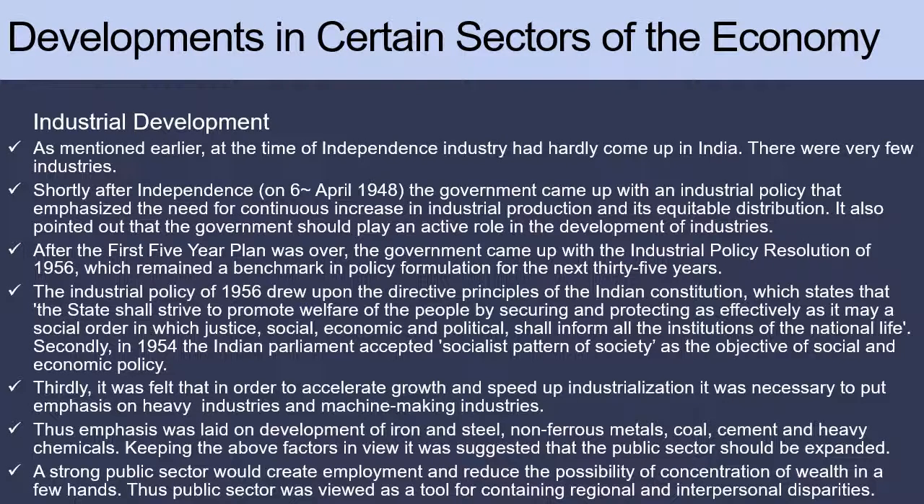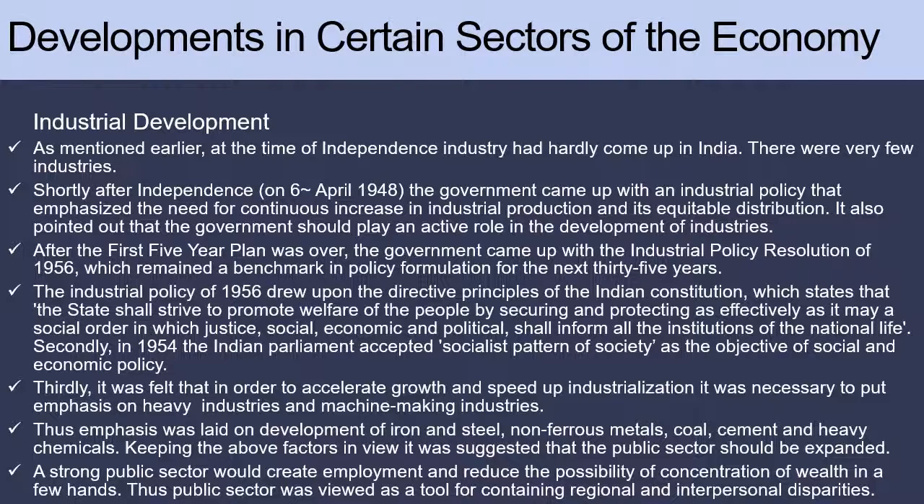Industrial development. As mentioned earlier, at the time of independence industry had hardly come up in India. There were very few industries. Shortly after independence, on 6 April 1948, the government came up with an industrial policy that emphasized the need for continuous increase in industrial production and its equitable distribution. It also pointed out that the government should play an active role in the development of industries.